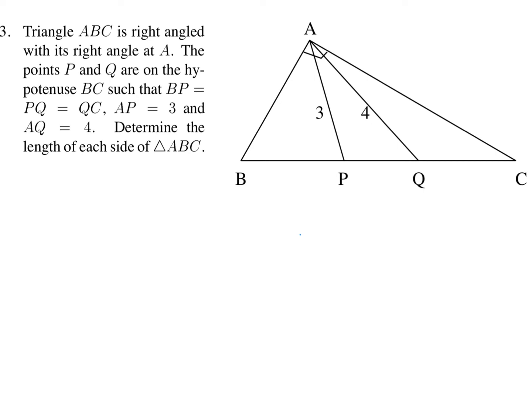Let's label this. Well, 3 and 4 are already labeled. They're saying that BP is equal to PQ is equal to QC. So BP is equal to PQ is equal to QC. Okay. I'll just call those X in terms of a length. This side, just call it Y, and this side, might as well just call it Z. So there we go. Got it all labeled.